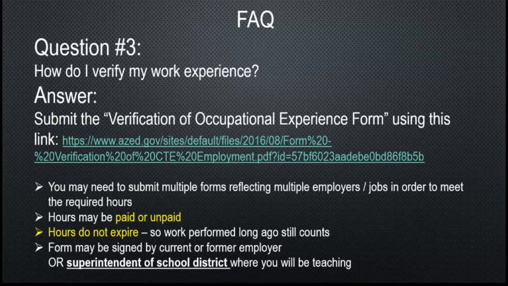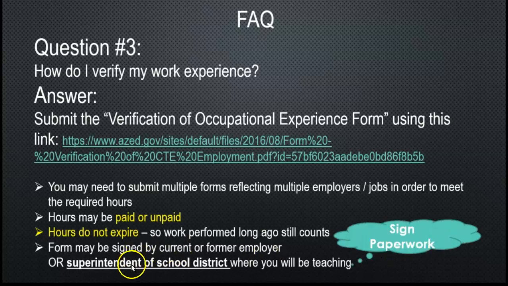Also, question 3, how do I verify my work experience? This is where sometimes we forget, or you can't find your supervisor, or it's been so long ago that who knows where the people are. Well, what you do is they have the form you fill out, and then the superintendent at AEC will be able to sign it off, and then that will be submitted, and they'll be able to verify that from there.